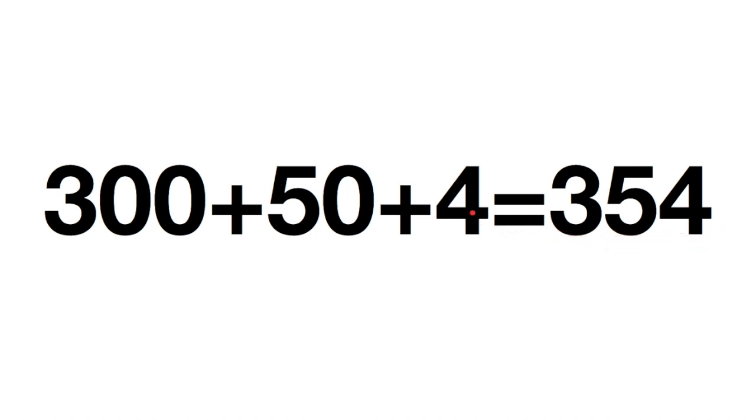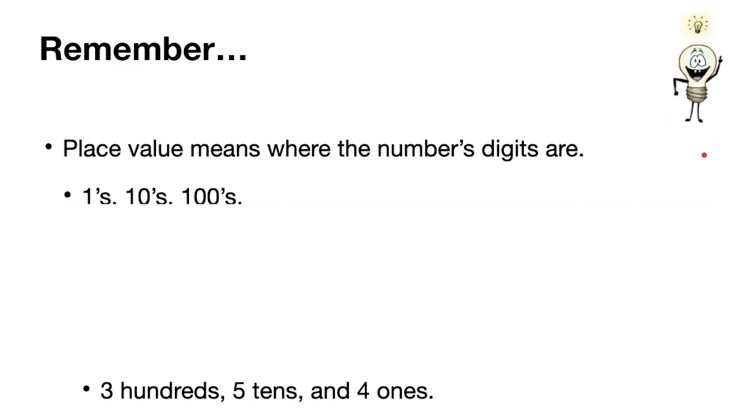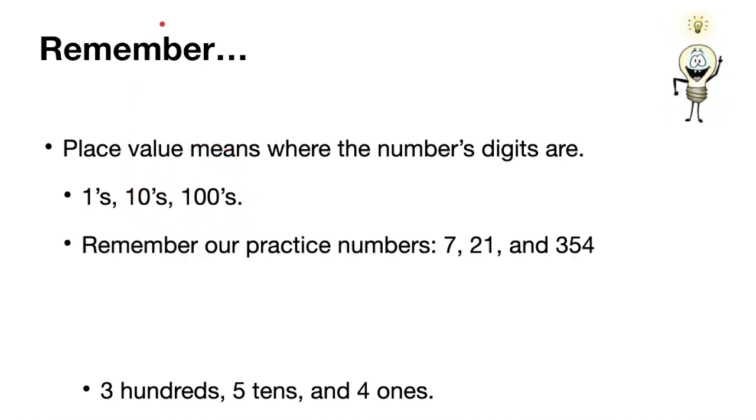Notice how this 4 replaces the 0 here. This 5 replaces the 0 here. So we can drop our zeros on 300, because we are filling them in, because we have 3 hundreds, 5 tens, 4 ones. Remember, place value means where the number's digits are. So that would be our ones, our tens, and our hundreds. Looks like I may have a small little typo down here.